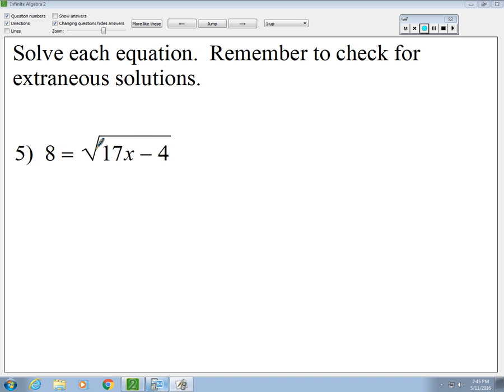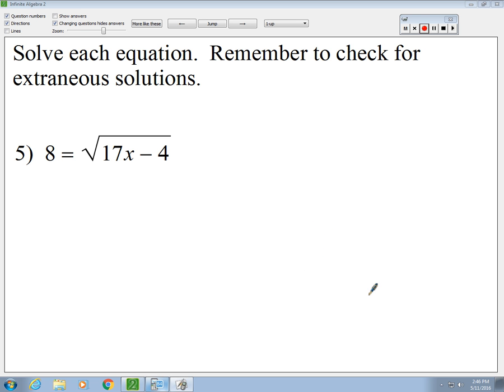Now, on this side, they cancel each other out like we wanted, leaving 17x minus 4, but on this side you get a 64. Now you just have a two-step equation. What do you do first? Add the 4, and you get 68 equals 17x, and now the last remaining step to get x by itself is divide by 17, and so x equals 4.